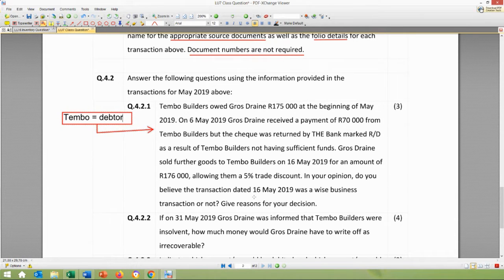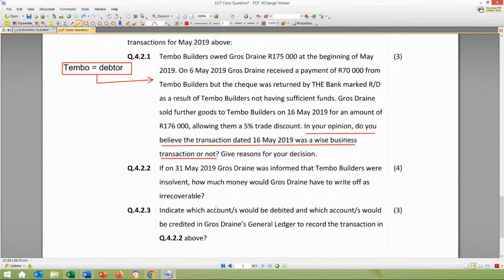In your opinion, do you believe the transaction was a wise business transaction? Okay, so this relates to whether we believe what happened here in this scenario was a wise business decision based on the information. So we'll come back to that. And then they tell you that they went insolvent. So how much will you have to write off? Okay, so based on that information there, we then have to work out what was the irrecoverable amount. And then they ask you which accounts would be debited and which would be credited in terms of the above.